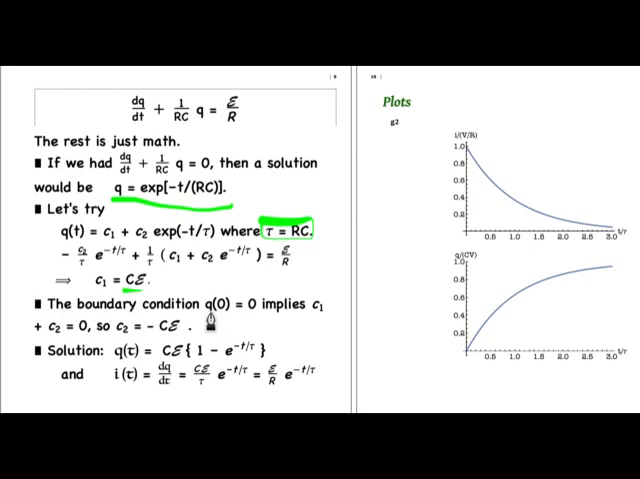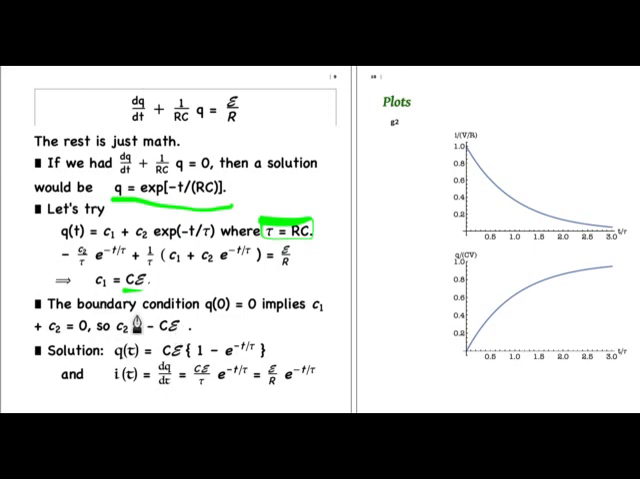The boundary condition says q of 0 is 0. Now here's my q of t. Set t equals 0. The exponential of 0 is 1, so q of 0 is C1 plus C2. So C1 plus C2 has to be 0. So in fact, there's only one solution that satisfies the boundary condition. That's where C2 is equal to minus C1, and C1 I figured out had to be C times E.